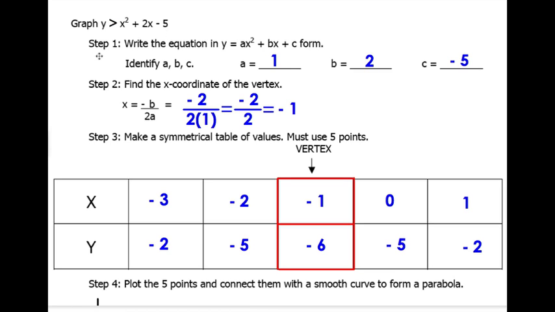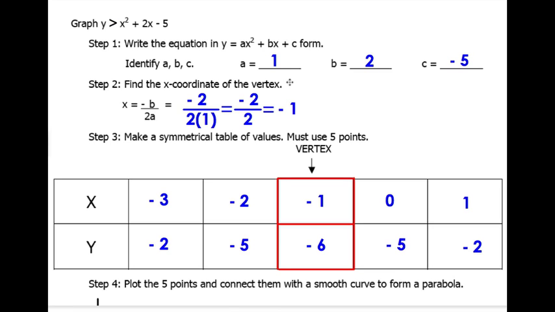So our first step is to identify our a, b, and c values of our quadratic inequality. Your a value is always the coefficient in front of x squared, so therefore it's 1. Your b value is the coefficient in front of the x variable. In this case, it's 2. And c is your constant. In this case, it's negative 5.